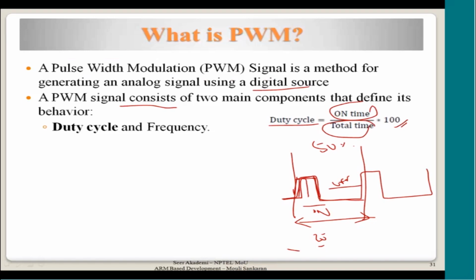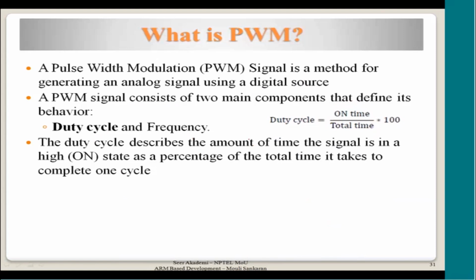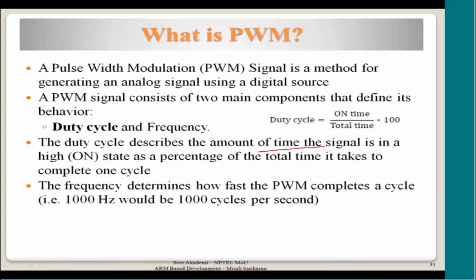And then there is how frequently the signal is coming. You can have the same 50% duty cycle, but the time could be smaller. It could be a smaller pulse, but it is 50%, and the time taken is much smaller than this. So the frequency decides this particular time width, and the duty cycle is how long that particular clock is on within the cycle time. So duty cycle describes the amount of time the signal is in the on state as a percentage of total time. The frequency determines how fast the PWM completes the cycle.